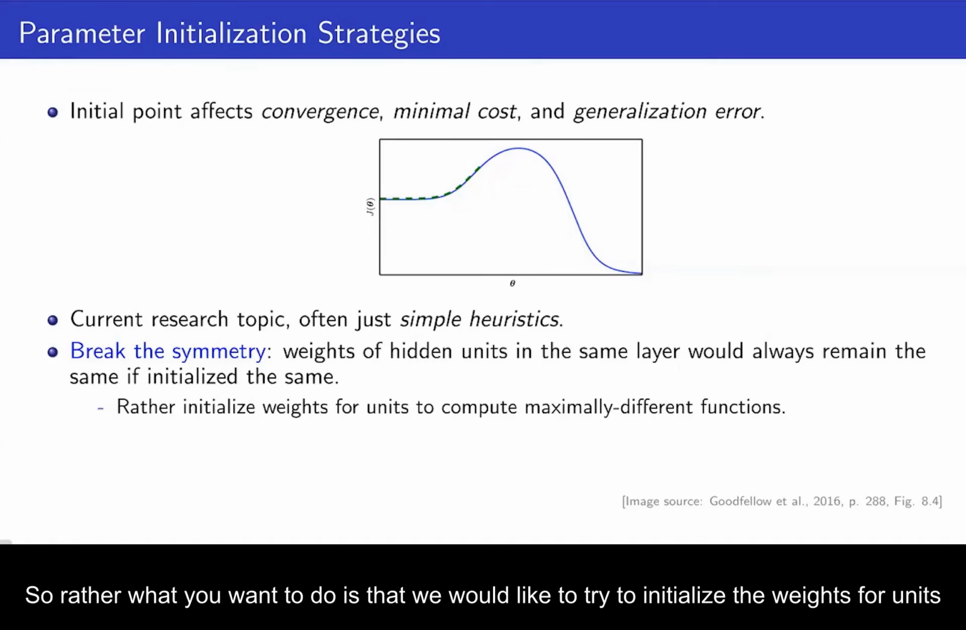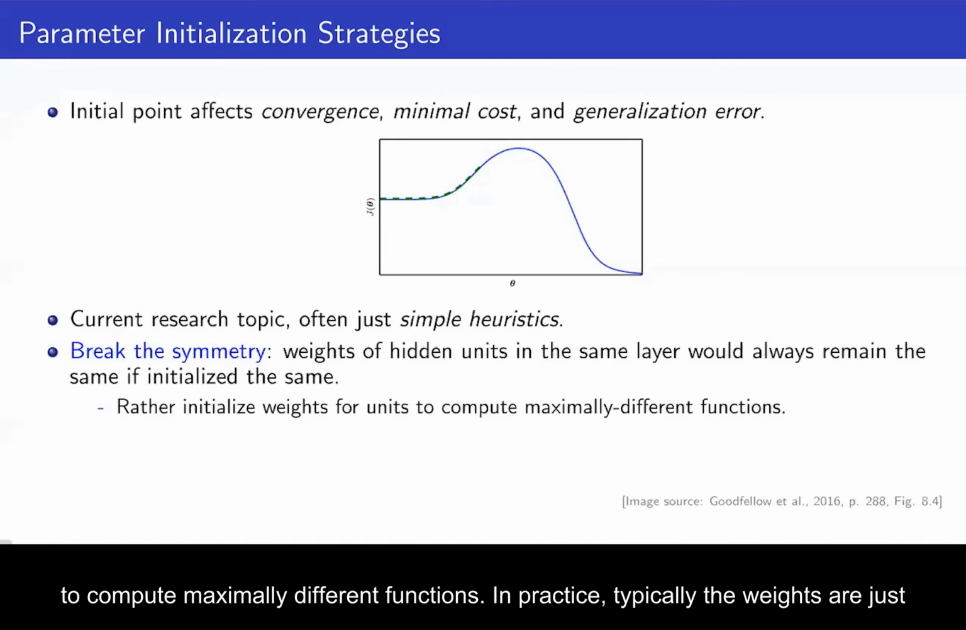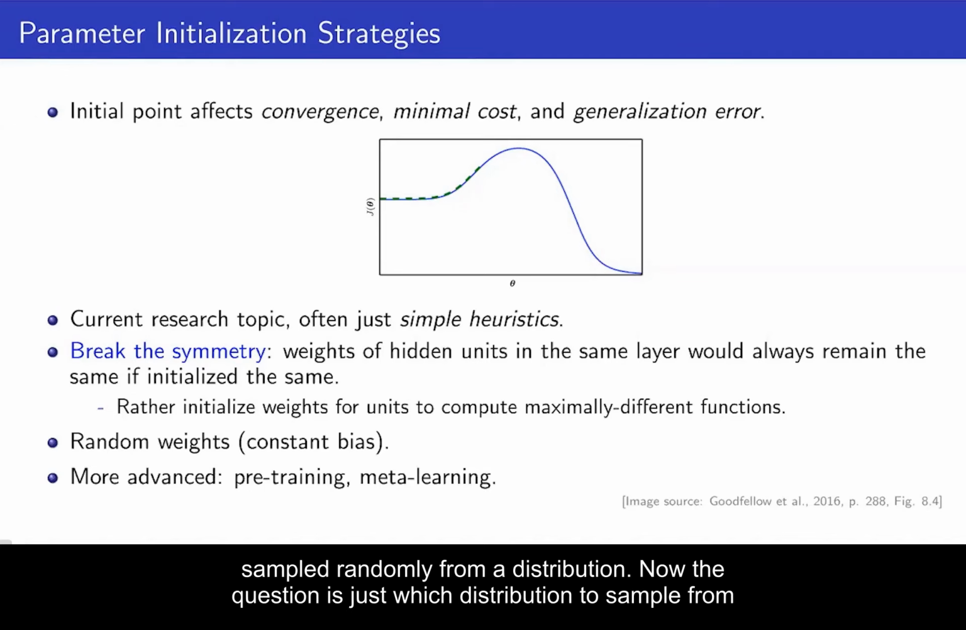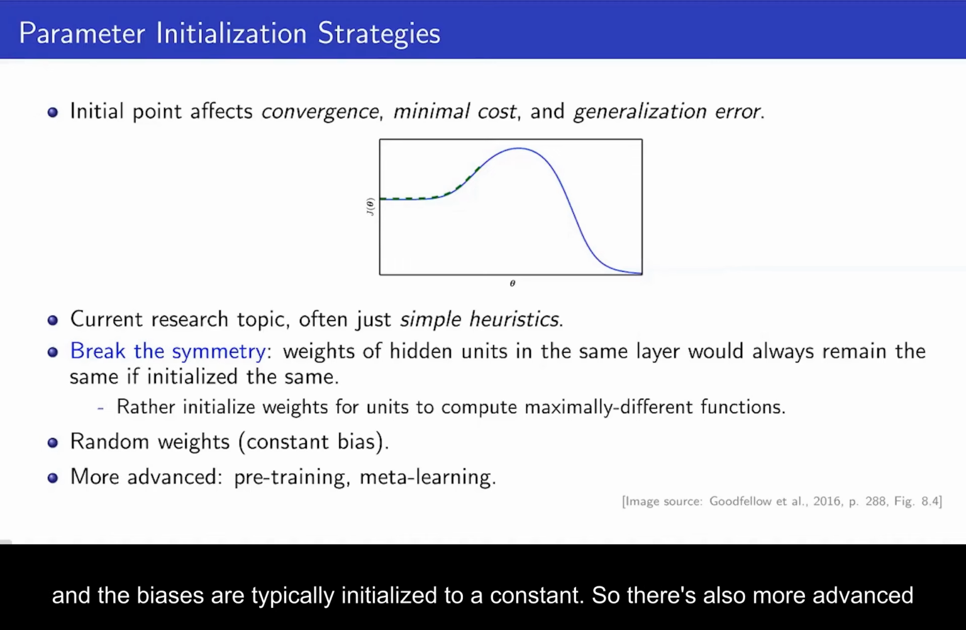So rather, we would like to try to initialize the weights for units to compute maximally different functions. In practice, typically the weights are just sampled randomly from a distribution. And now the question is just which distribution to sample from. And the biases are typically initialized to a constant.